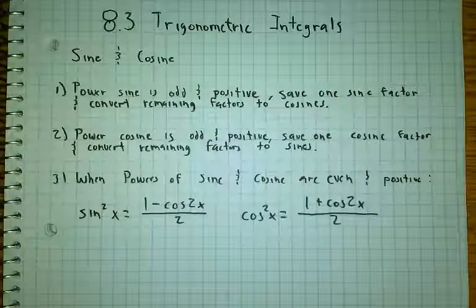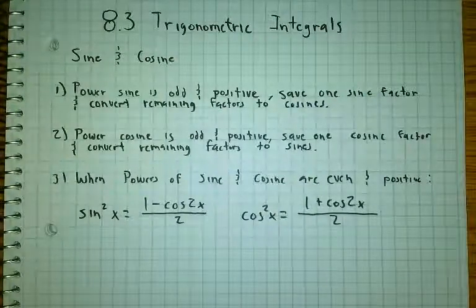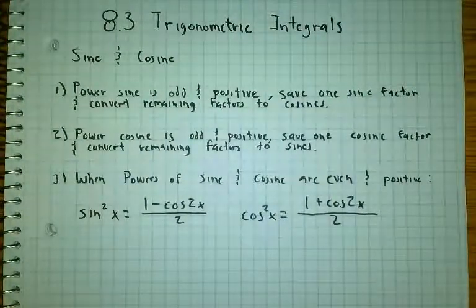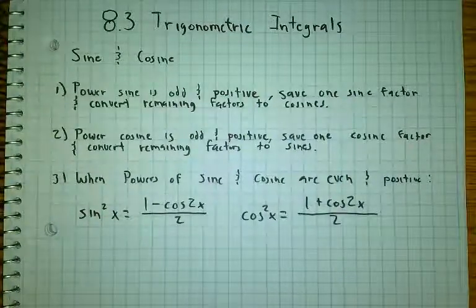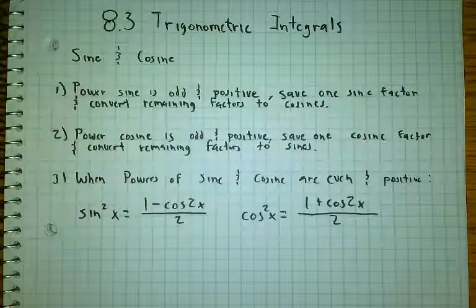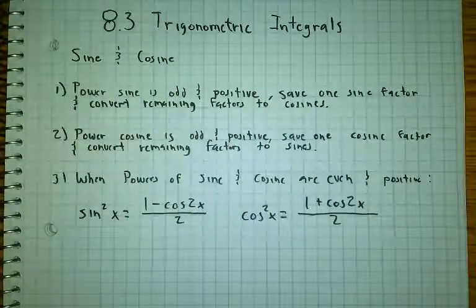First we're going to talk about sine and cosine, and then we'll move on and talk about cosecant, cotangent, secant, and tangent, etc. Cool? So we'll start out with the more basic and the more simple ones to deal with, which is sine and cosine. So there are three scenarios you're going to deal with here.